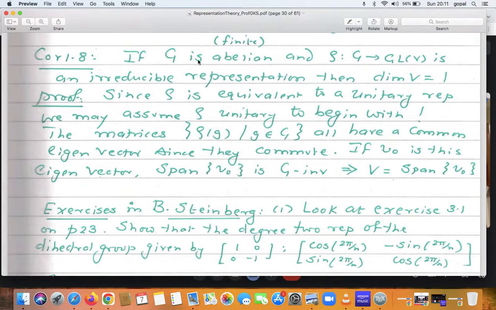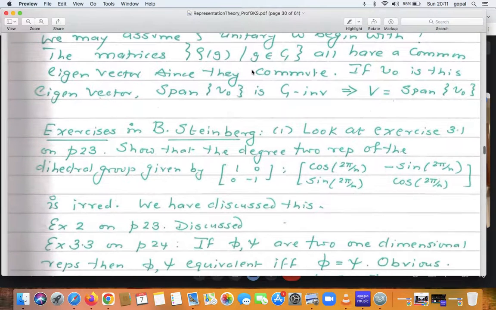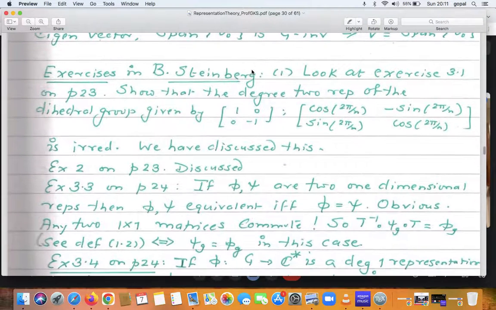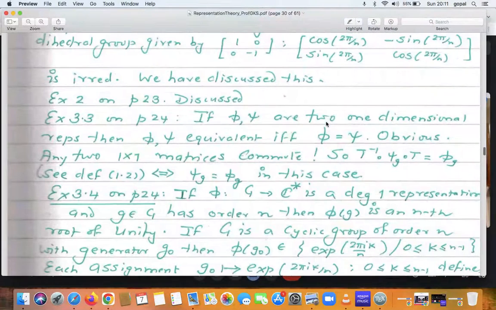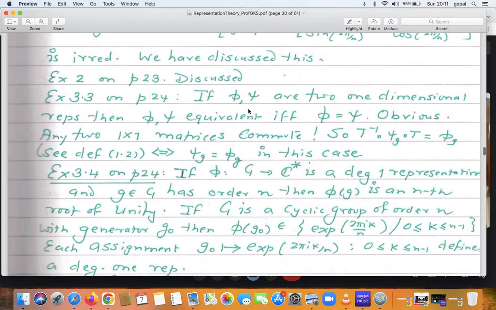So if G is a finite abelian group, and rho from G to GL(V) is an irreducible representation, then dimension of V is 1. Because we have seen that for an abelian group, the irreducible representations are one dimensional. Okay. There are certain exercises in Steinberg. We have discussed this dihedral group already, and then exercise 2 on page 23 has been discussed.